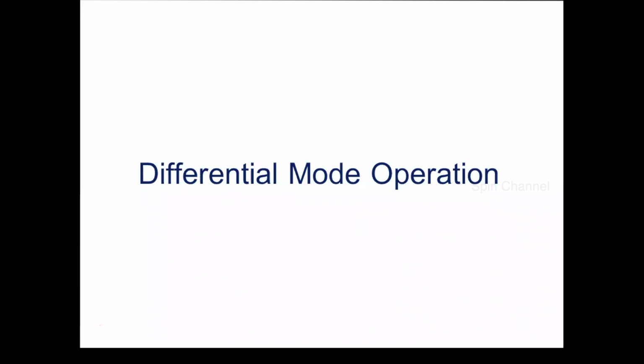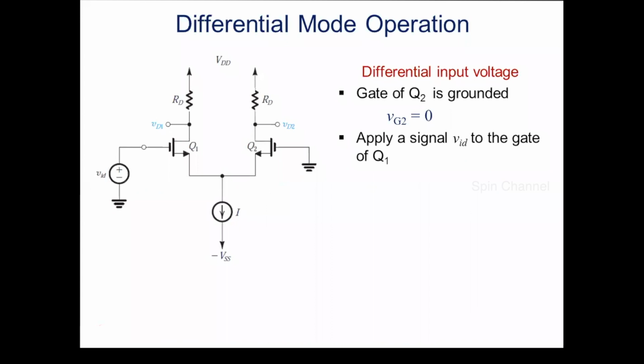In this session, you will learn about differential mode input voltage operation of a differential amplifier. Apply a difference or differential input voltage to the amplifier. Consider the circuit shown here. You can observe that the gate of the transistor Q2 is grounded here. So VG2 is equal to 0.